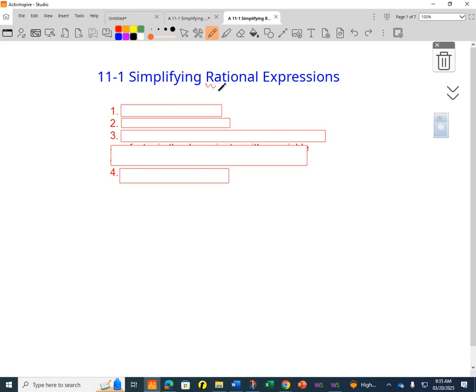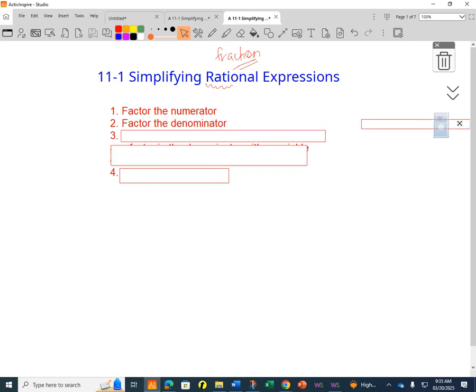Yeah, so the root word here is ratio. Well, really what we're doing is we're simplifying expressions that are fractions, but they're going to have variables in the numerator and the denominator. So if you simplify fractions that have variables in the numerator and the denominator, we first start by factoring the numerator. And next, we factor the denominator.